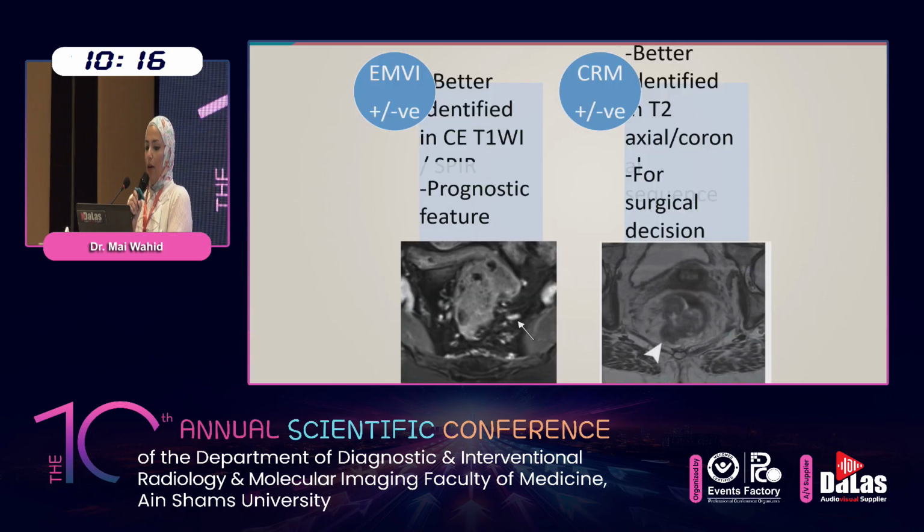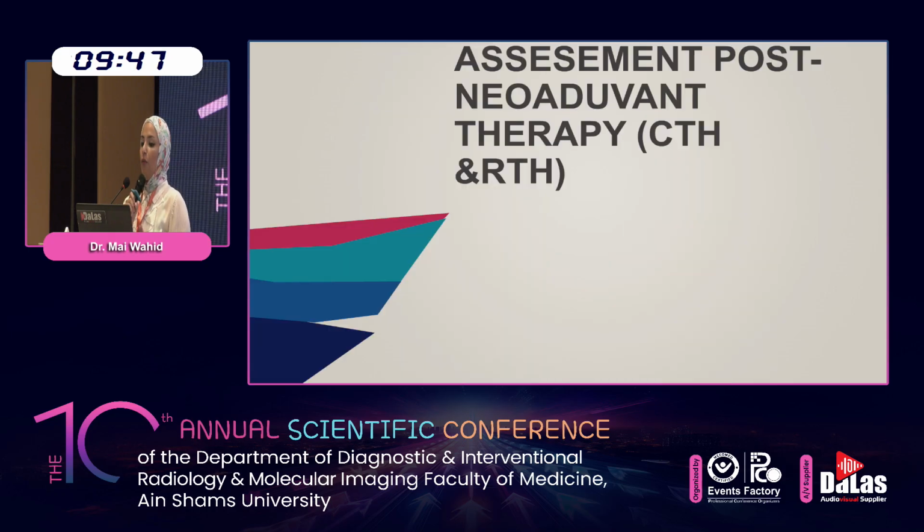On a side note, we talked about the extramural vascular invasion, which is better identified in the contrast-enhanced imaging or the SPARE sequence, which is, by the way, the prognostic feature. Its positivity gives a hint that the patient is more prone to recurrence and blood mets. And the circumferential resection margin, which is important for the surgeon's surgical decision, is better identified in the T2 axial coronal sequence.